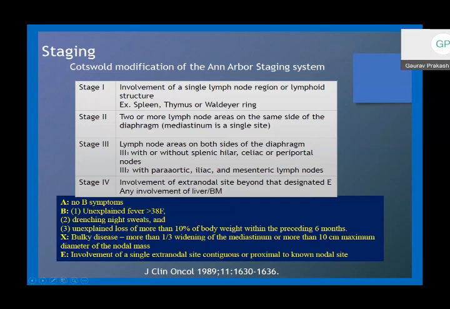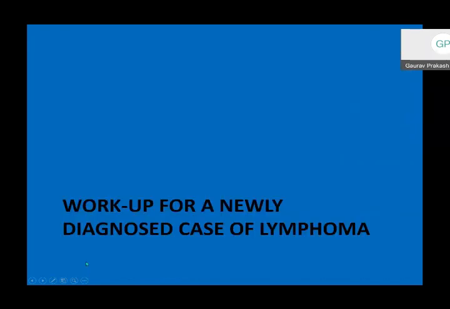B, if any of the three symptoms defined by unexplained fever more than 38, drenching night sweats, and unexplained loss of weight more than 10% in the last 6 months or 5% in 1 month. So these are B symptoms. Bulky disease is defined as more than 10 centimeter maximum horizontal tumor diameter, and E is involvement of an extranodal site, which is contiguous, like a lymph node is there, and along with that, an extranodal site is involved. So it is very common for anybody to get confused, but one must understand the suffix, right?